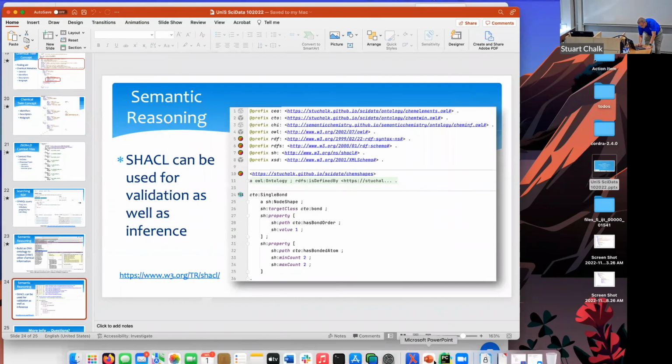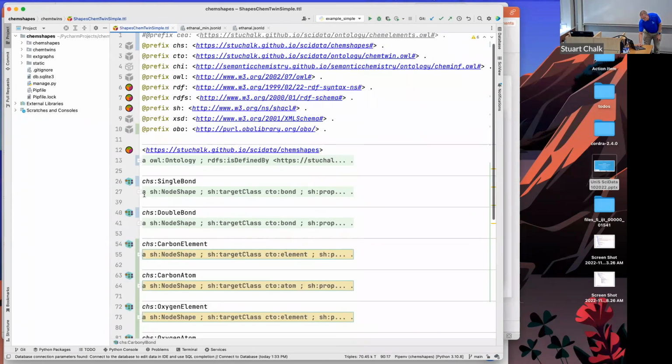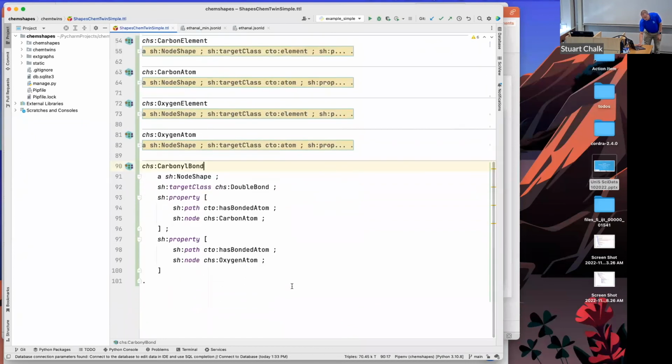I use this software called PyCharm. PyCharm is an IDE from JetBrains. And I have the same example here for the single bond. But what I want to do, and I can't show you it in full, and I'll explain why in a second, is get something like this, where I can represent and infer a carbonyl bond. So we know what a carbonyl bond is, carbon double bonded to an oxygen.